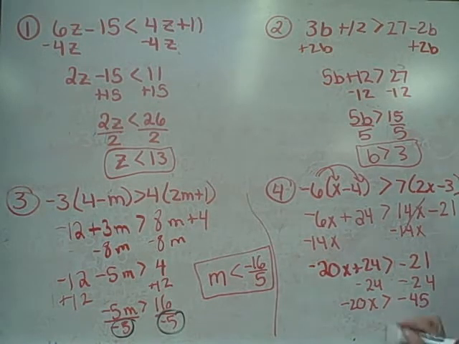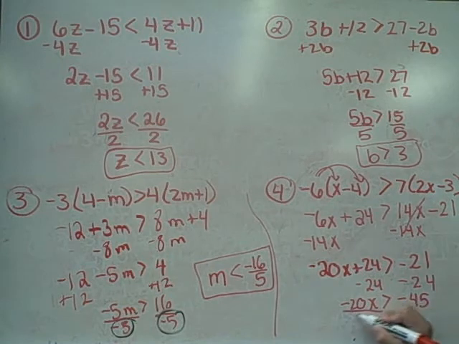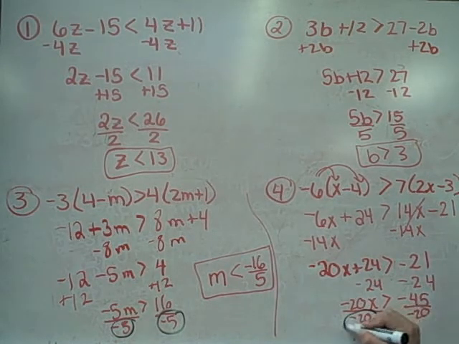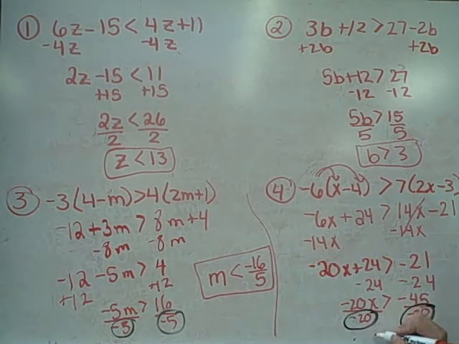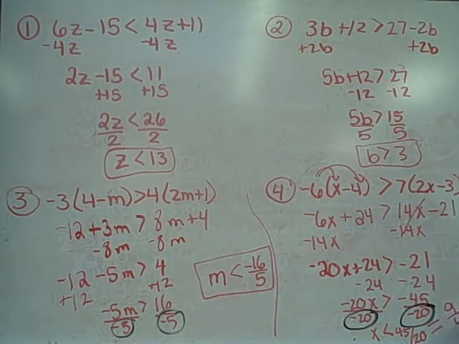Okay, and then I divide by a negative 20. Now again, notice that the number I am dividing by is a negative number. Because that is the case, my sign must flip. X would be less than, and negative divided by a negative is a positive, so 45 over 20. Now, I can simplify that to be 9/4. So x would be less than 9/4.